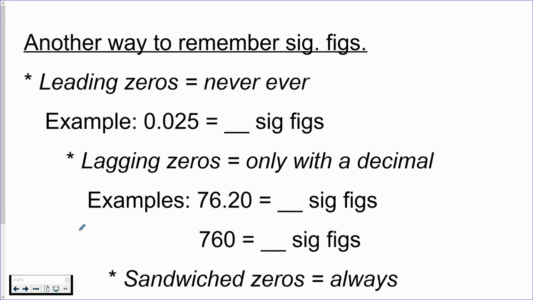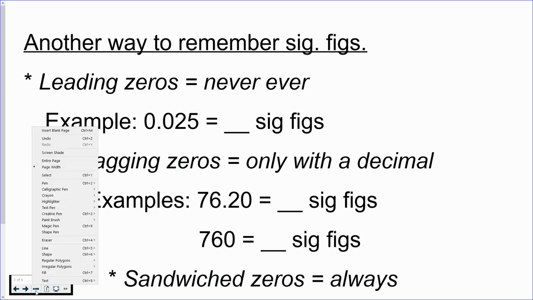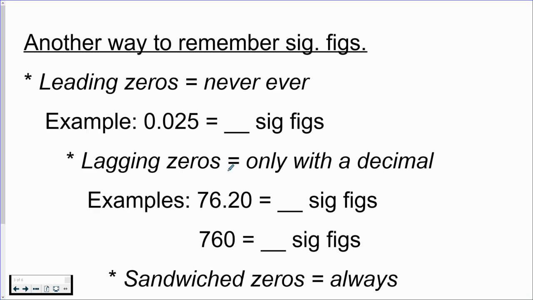Another way of thinking about SigFigs is about leading zeros, lagging zeros, and sandwiched zeros. I can talk about both ways of SigFigs, but you might find one easier for you to remember than the other. So for example, leading zeros, never will we ever count them. So for example, on this one, you're not going to count the 2 zeros in front, but you'll start with the 2 and count from there, giving you 2 SigFigs.